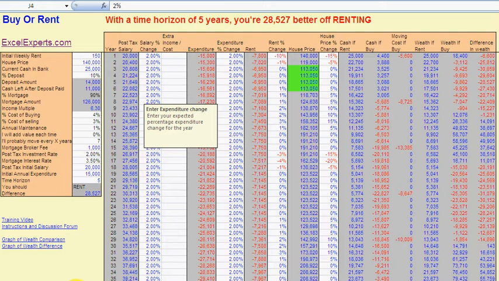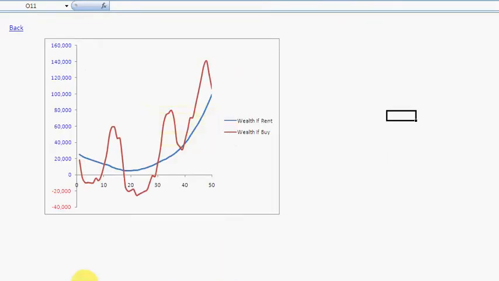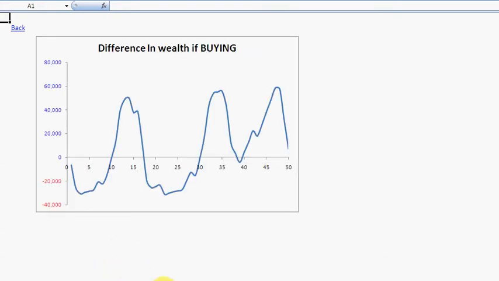In this example we entered some fluctuations in house prices, so down for a couple of years, then flat, then up, then down, flat, up. This was the graph of the wealth comparison. Notice the volatility of wealth when you buy due to the fact that the market is volatile and leverage is causing that change in wealth. Wealth even goes negative. And a graph of the wealth difference.